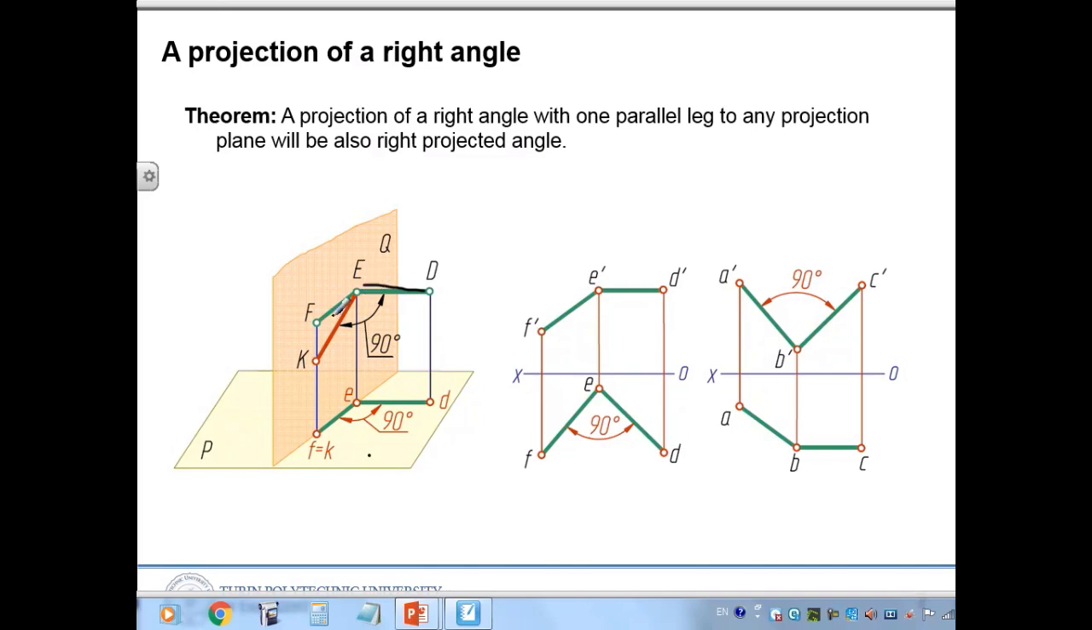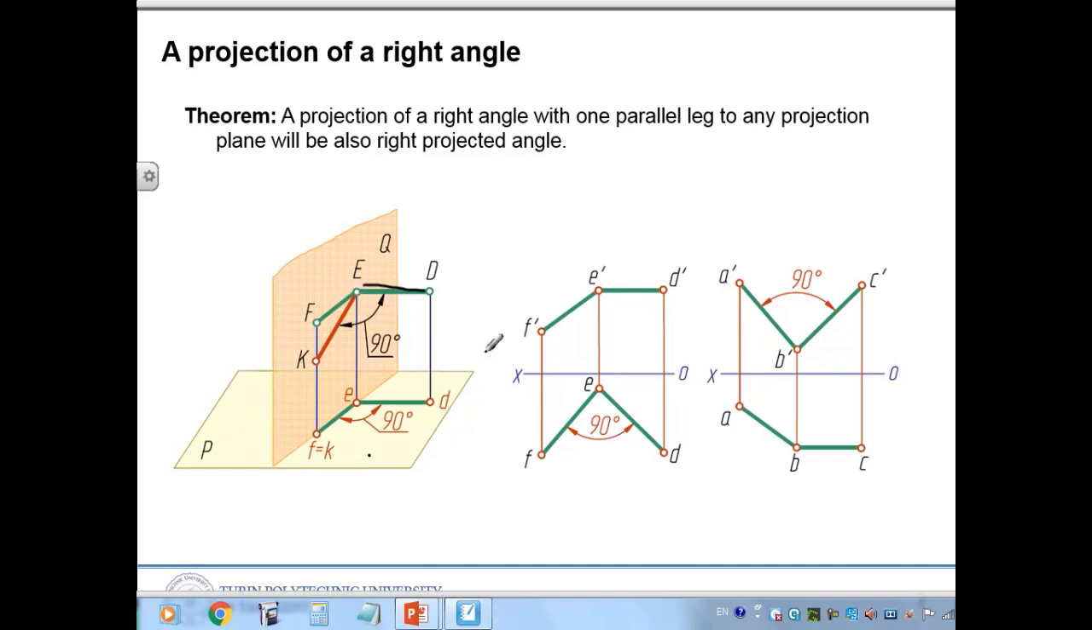The one leg is enough to have a right angle. Okay, so in the space it has a 90-degree angle. But if you project it, in the projection also that angle remains 90-degree. Okay, so it's a right angle. So that's a theorem. Only one leg is enough to be a right angle. Okay, so one leg should be parallel with the given projection plane.